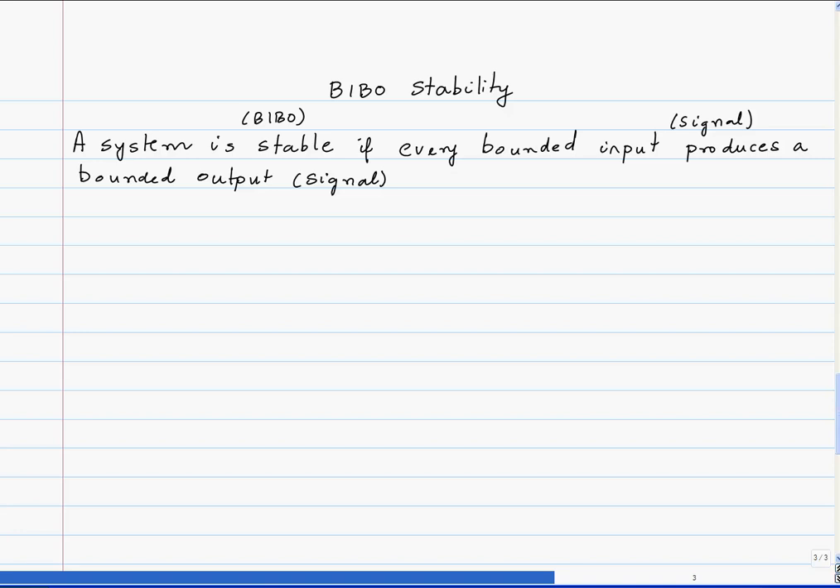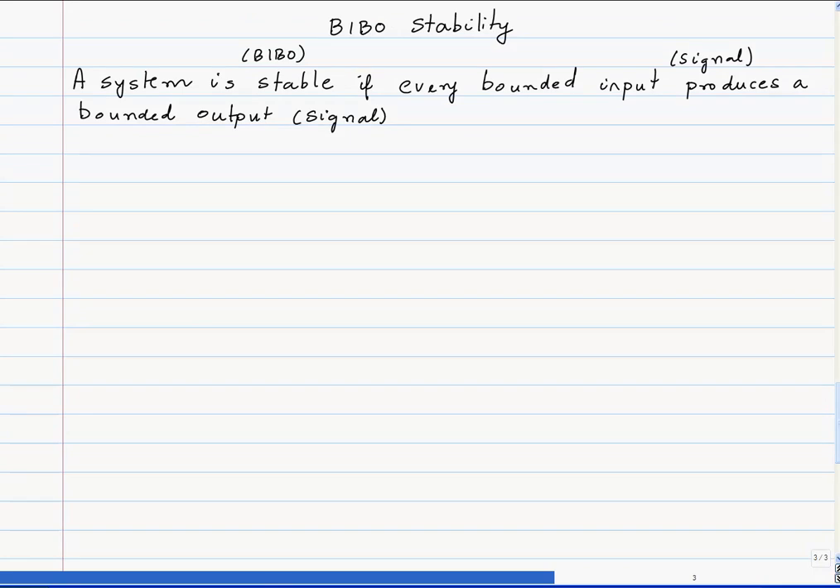Mathematically, the way we are going to define it is to say every bounded input needs to produce a bounded output signal. If this is true, then we say that the system is stable. In working out problems, if I give you a system and ask you if it's stable or not, the way I usually think about these things is to first try to understand what the system is doing, and get some intuition into the relationship between the input and the output.